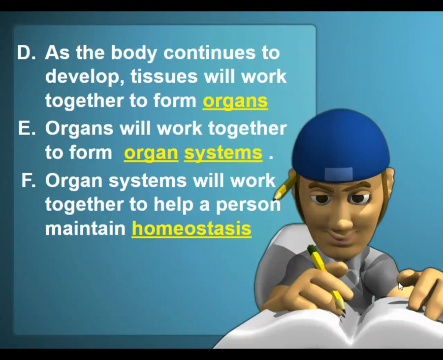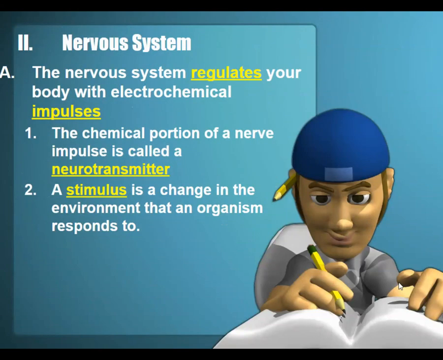As the body continues to develop, tissues will work together to form organs. And then organs work together to form organ systems, and organ systems will work together to help a person maintain homeostasis. They love asking at least one or two of these levels of organization questions. So make sure you know you start out with an organelle, a cell, tissue, organ, system.